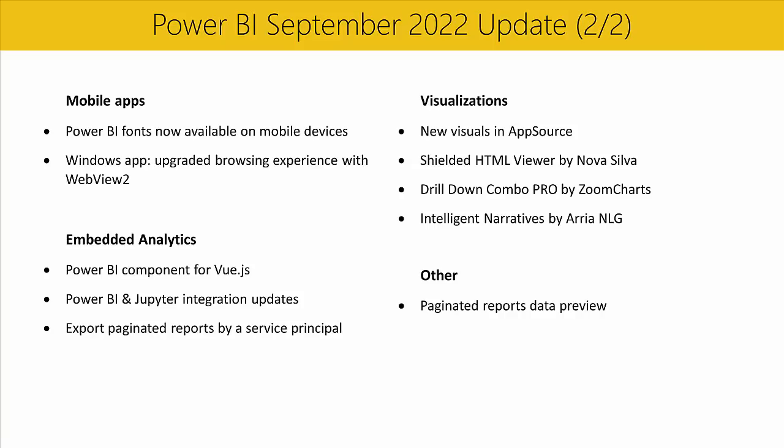Next, we have several new and updated visuals for you in the visualization section. New visuals available for you on AppSource this month include the Calendar visual by DataNow, the Super Tables visual by Apps for Power BI, and the Selection Slicer visual by Walnut Innovation. Updated visuals include the Shielded HTML Viewer by Nova Silva, the Drill Down Combo PRO visual by ZoomCharts, and the Intelligent Narrative visual by Aria NLG.